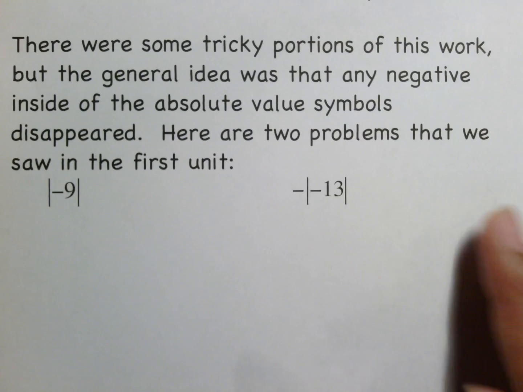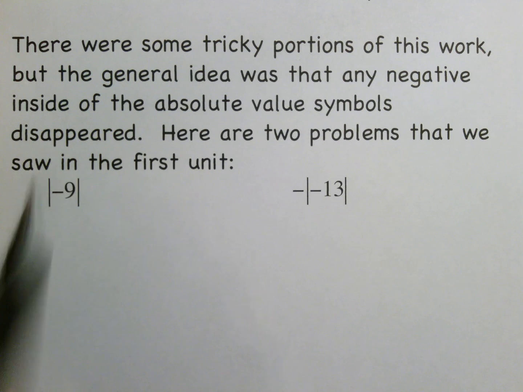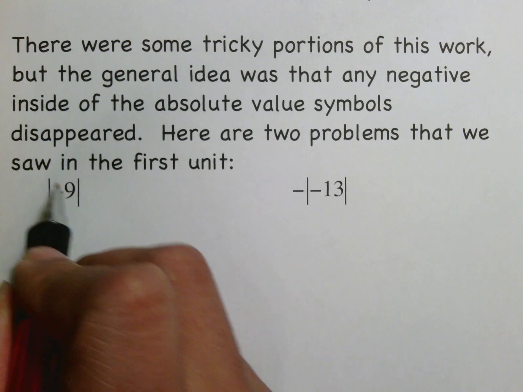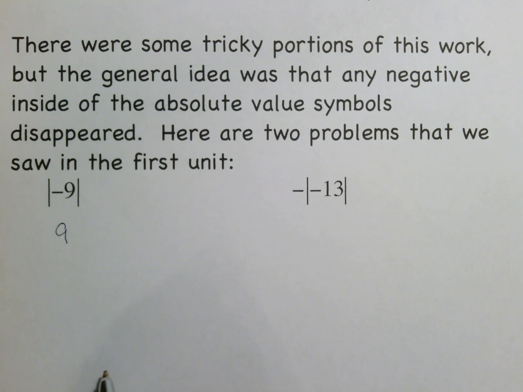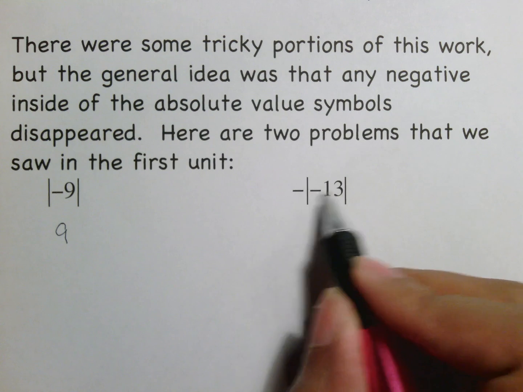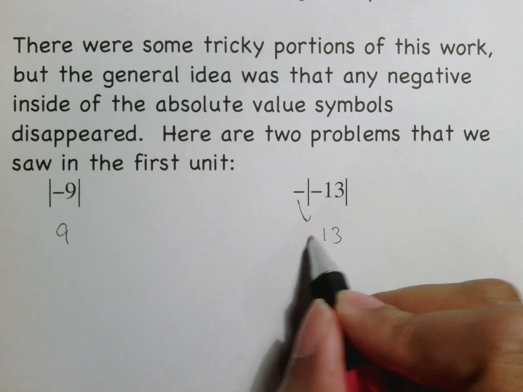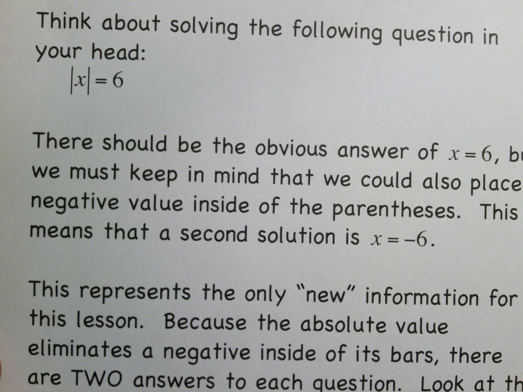There were some tricky portions of that work, but the general idea was that any negative inside the absolute value symbols disappeared. That was the one where I said that the absolute values were kind of like a washing machine and the negative was inside the machine and came out. So a couple problems you saw was that with this negative being inside the machine, it came out as a clean or positive 9, and that with this negative in here came out as a positive 13, but what happened on your test was that that negative was not in the machine, and so it made a negative 13. So again, that was kind of what we did with absolute values.